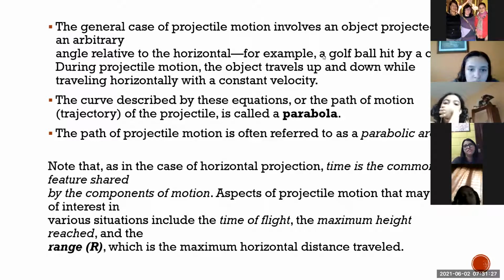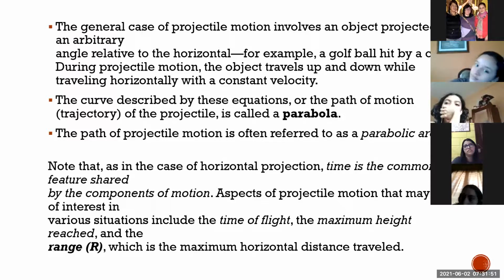Okay, so here, in the general case of projectile motion, this involves an object that is projected at an arbitrary angle relative to the horizontal. Because it is relative to the horizontal, I gave you the formulas I gave you already, okay? As I told you, I could be evil and put the angle according to the vertical axis, but that's not precisely my point.